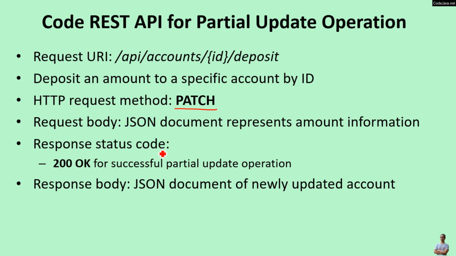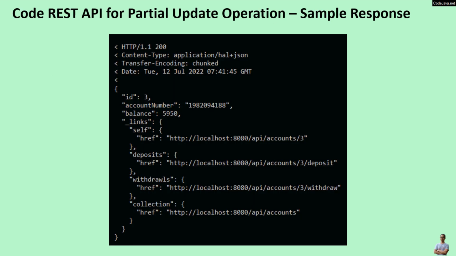The balance should be increased after a deposit. And here's the sample response of the data returned by the REST API for partial update operation, deposit an amount. You see, besides the updated information such as ID, account number, and balance, it includes the links self and collection, and at this time we can add a third link to an account for the deposit API with the corresponding URL. You see.